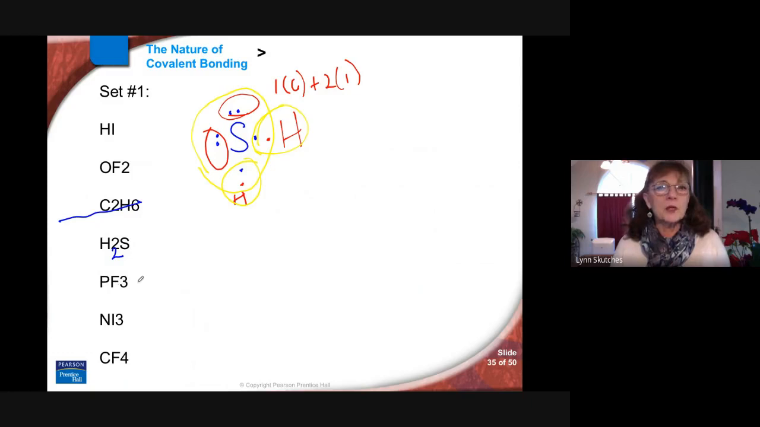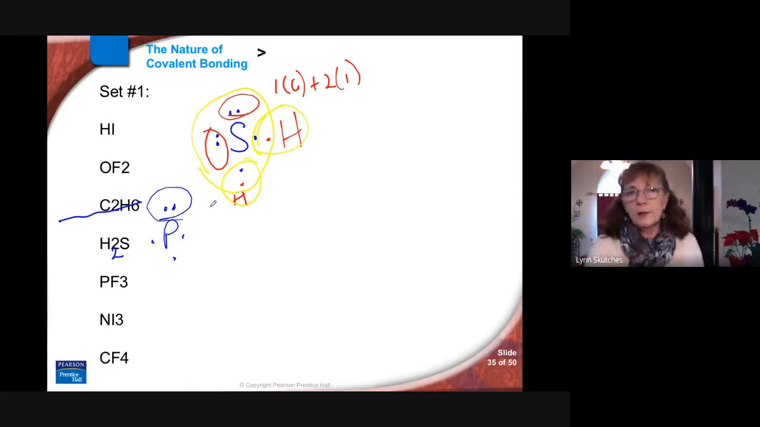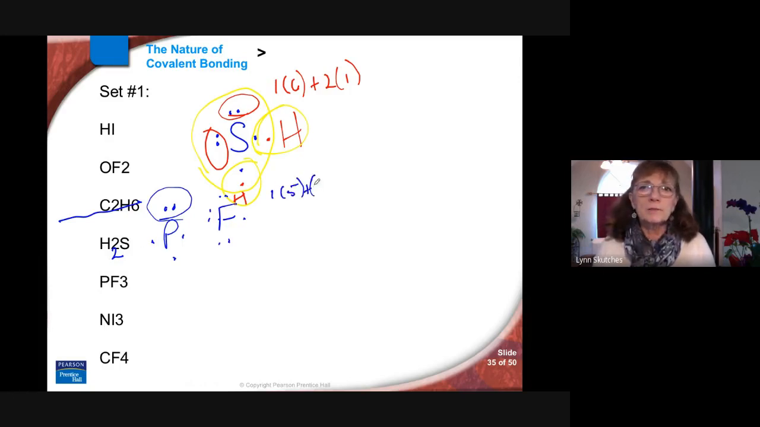phosphorus with 3 fluorines. So phosphorus has 5 valence electrons. It has 1 lone pair. And again, it doesn't matter where this lone pair is. You can put it on the side, on the bottom. I typically put it on the top, at least to start. Doesn't matter. And then 3 fluorines. Fluorine's a halogen. 1, 2, 3, 4, 5, 6, 7. So we're going to have 1 times 5 and 3 times 7. Oops, I did that backwards, but you guys get the idea.